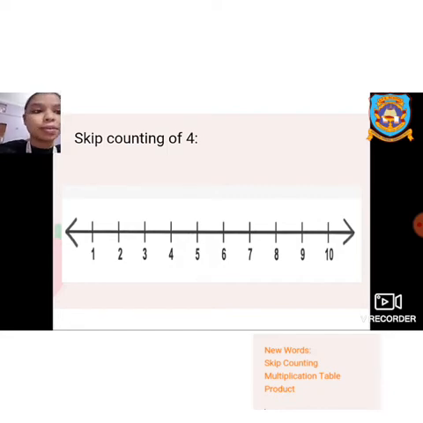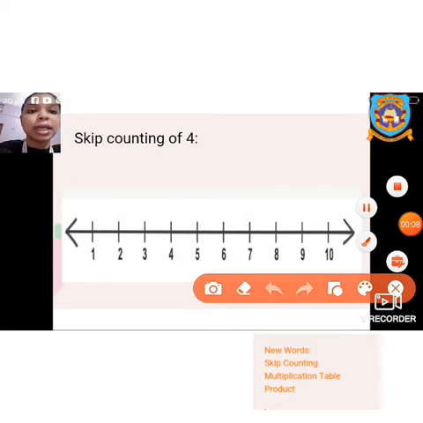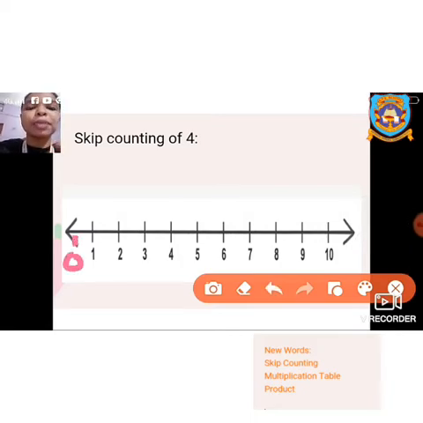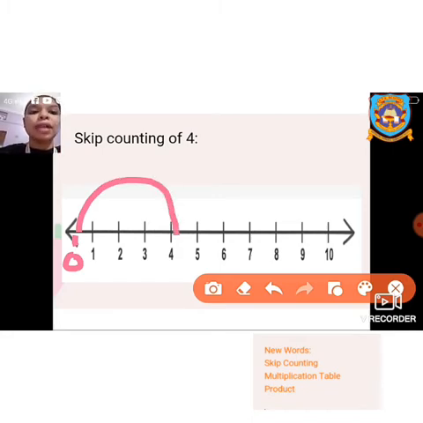So children, here I have to do skip counting of 4. It is a number line. Now here the numbers from 1 to 10 have been taken. Okay, I can put a 0 also here. Let me put the 0 also because I want to start from 0. You can start from any number. Now if I start from 0 and I have to do skip counting of 4, that means I will land on 4.